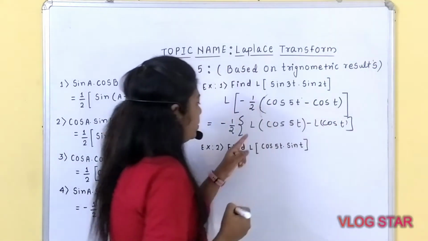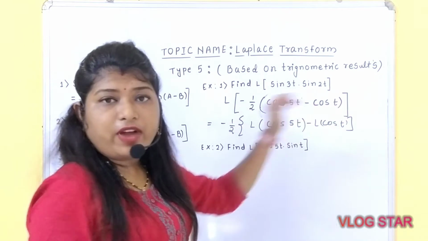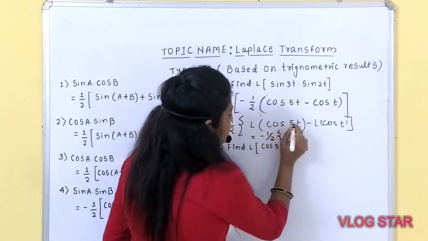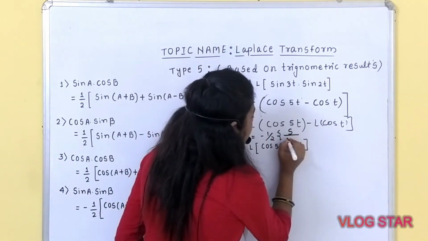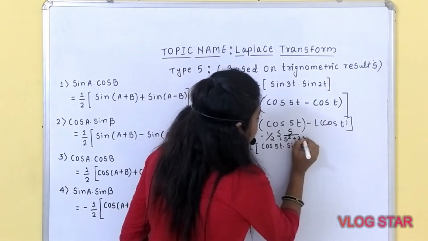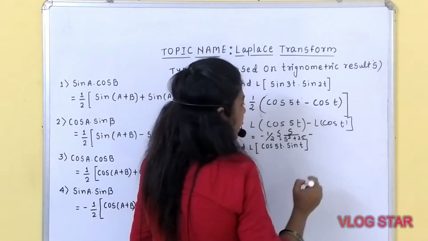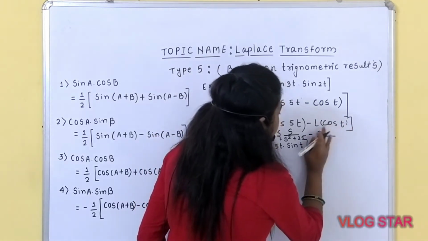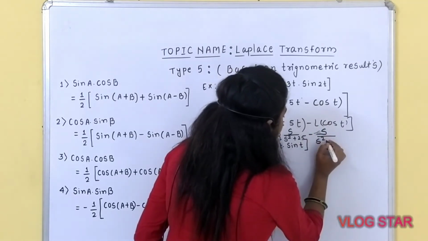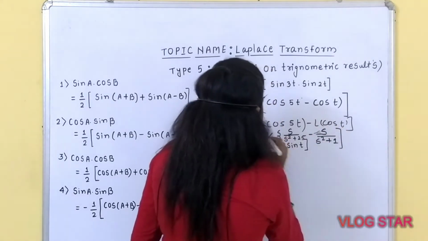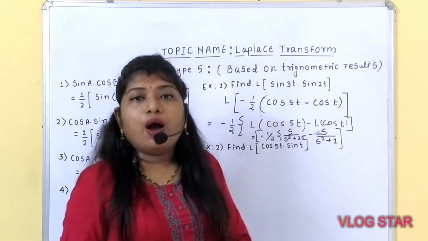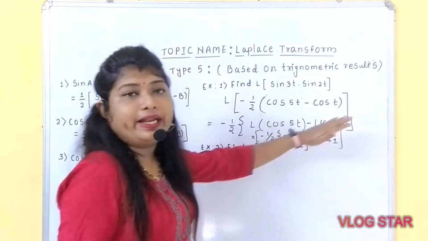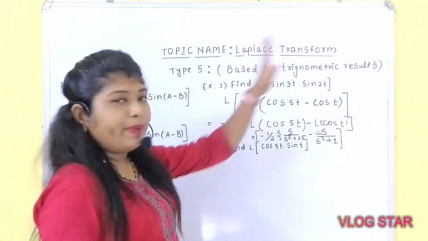If you take the Laplace of cos 5t as per the standard result, Laplace of cos 5t is equal to s upon s square plus 5 square, that is 25, and Laplace of cos t is given by s upon s square plus 1. I hope you have understood how to apply the standard trigonometric result to get the Laplace transform in type number 5.